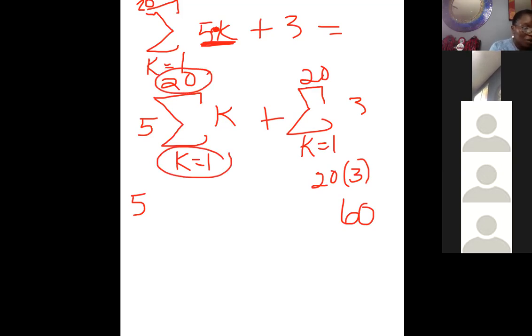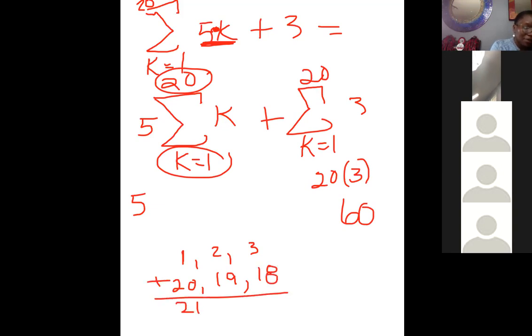So the first number would be 1, okay? And the second number would be 2. The third number would be 3. Now, if we're looking at the last number, it is 20. The one next to it is 19. The one next to it would be 18. When you add them up together, it does add up to a pair of 21.